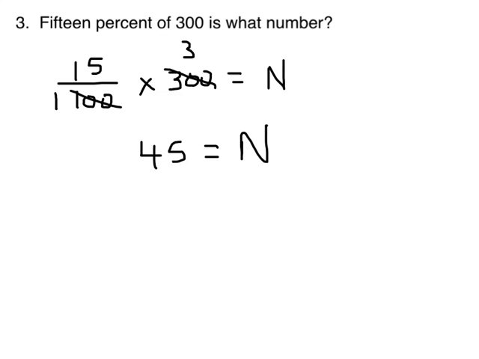Alright, let's do number 3. 15% of 300 is what number? Now in this one we have the variable by itself already, n. So we just set up the rest. 15%, 15 per 100 of 300 is what number? Alright, and I can easily cross cancel and reduce here by 100, that can become a 1 and that a 3. And then I multiply 15 times 3 and I get 45. So 15% of 300 is 45.